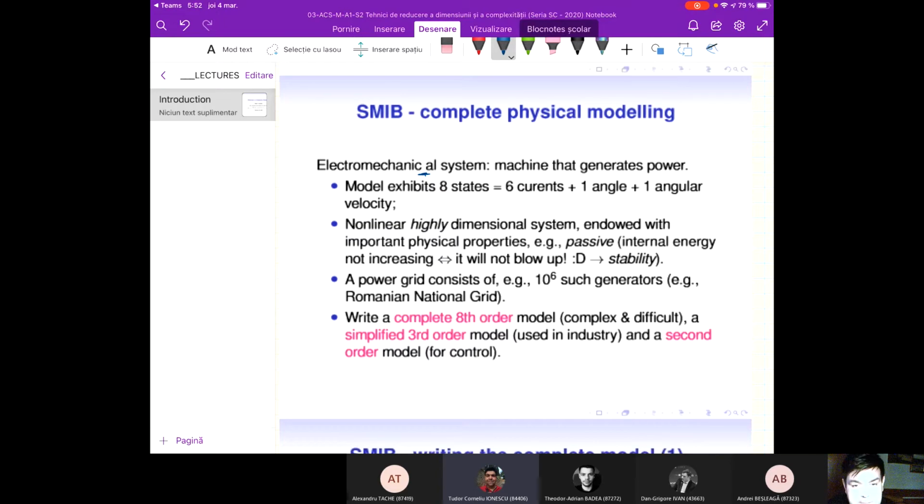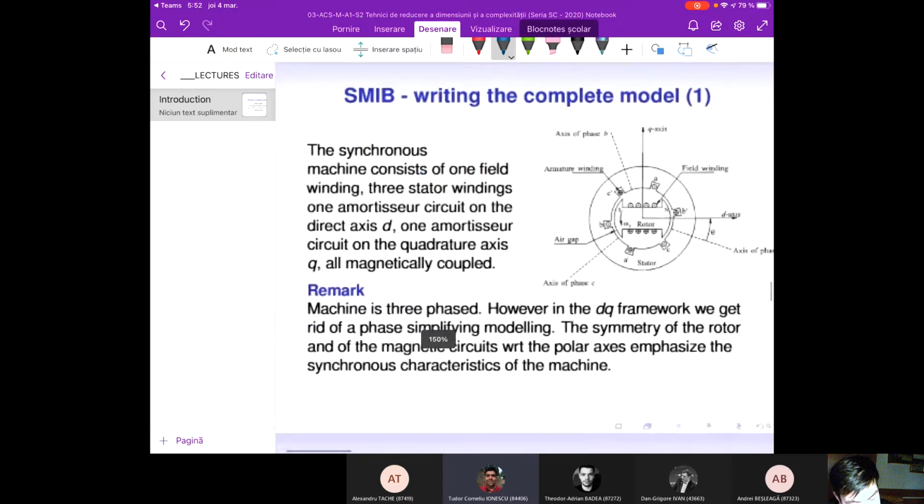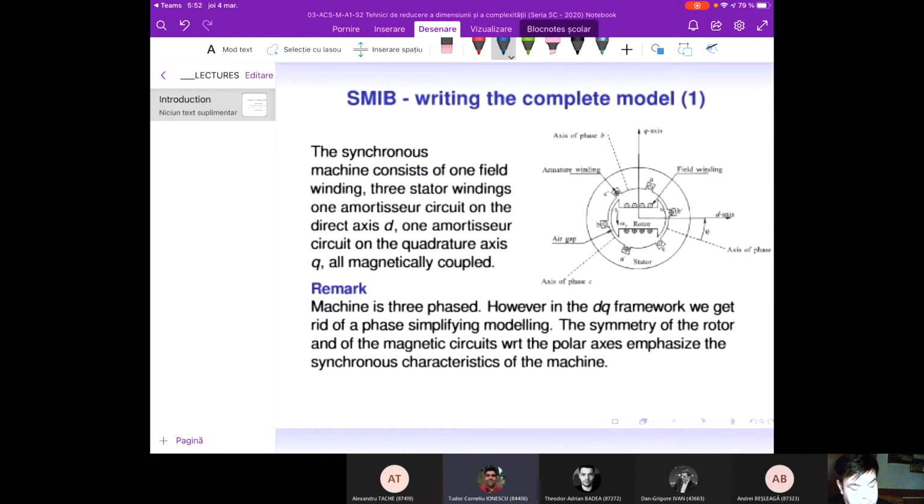Okay, so how is this happening? This is essentially the model of the synchronous machine, consisting of one field winding, 3 stator windings, an amortisseur circuit on the d-axis, an amortisseur circuit on the quadrature axis, and all of them are magnetically coupled. All of these are information from electrical engineering. Okay, this is essentially a 3-phase machine.